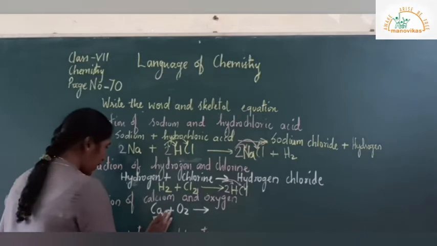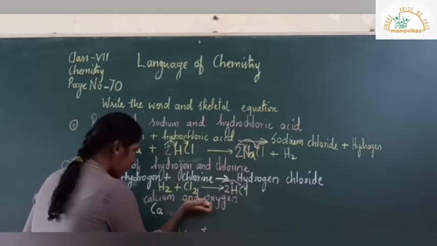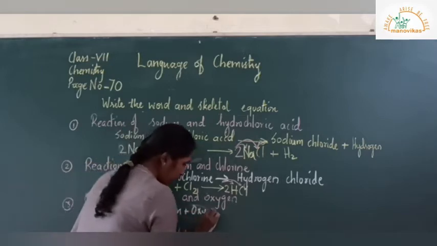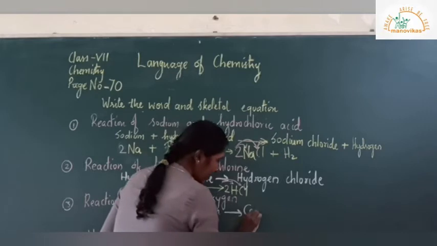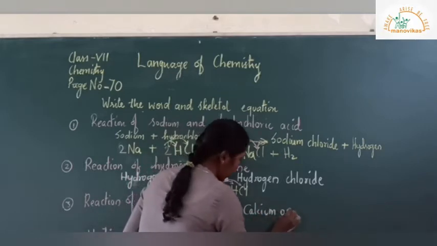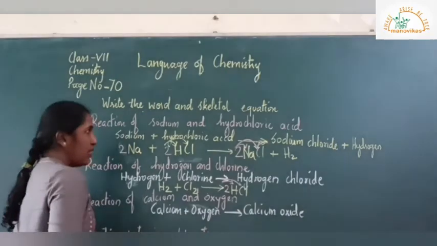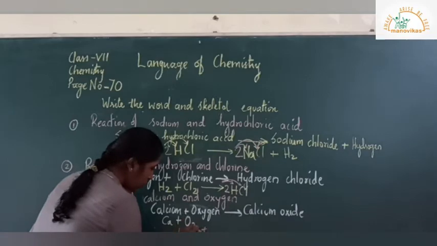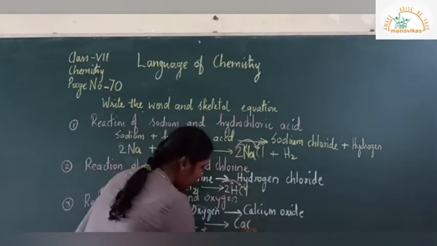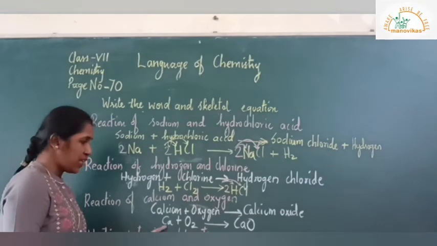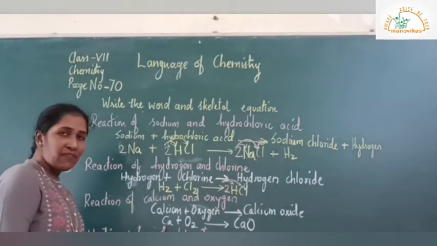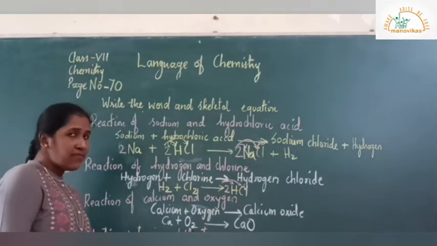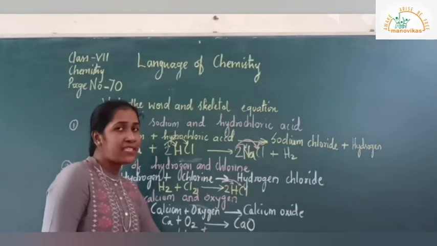Okay. So let me first write the word equation. Calcium plus oxygen will give calcium oxide. So now let's write it in equation form. Calcium plus oxygen. What we will get is calcium oxide. Now we have to check if the equation is balanced or not. Calcium on the left hand side is 1, and on the right hand side is also 1. Oxygen on the left hand side is 2, but oxygen on the right hand side is 1.